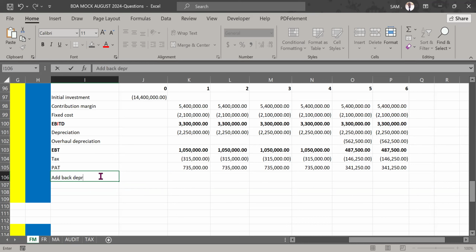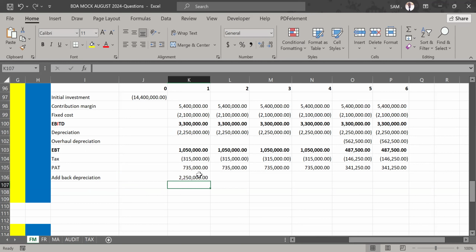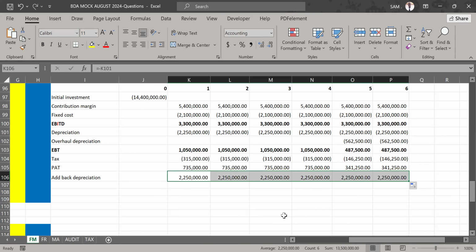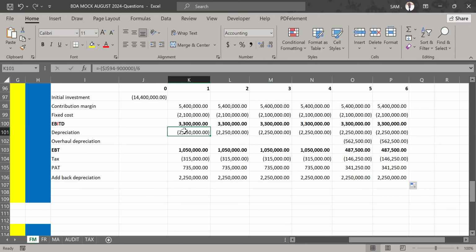depreciation, add back depreciation. And we have two elements of depreciation. I believe you remember that. So I can even just go ahead and refer. Which was the first depreciation? The first depreciation was this one. Now, because it is in negative, I want to bring it here as a positive. And because I've referred to it, I just autofill to the end. The 2250, you see where I've gotten it from. That is the first element.